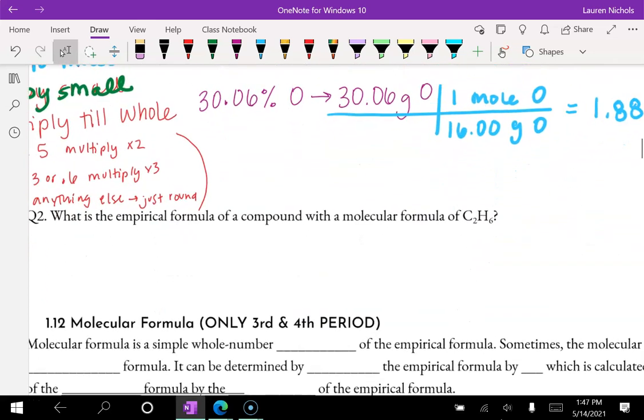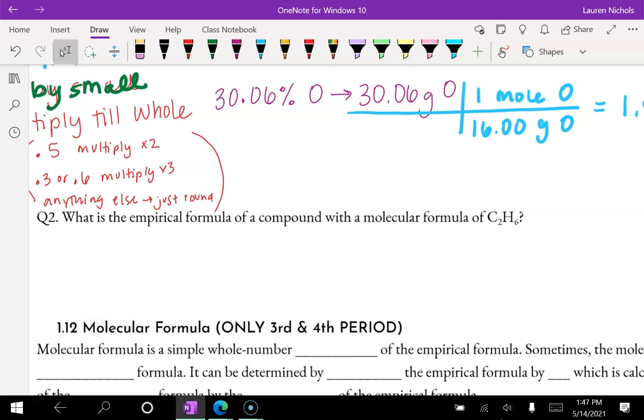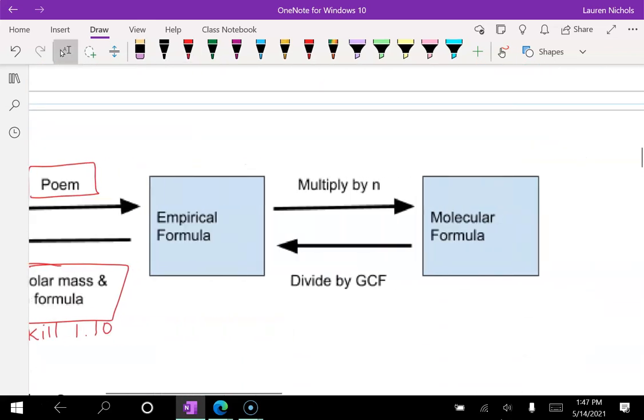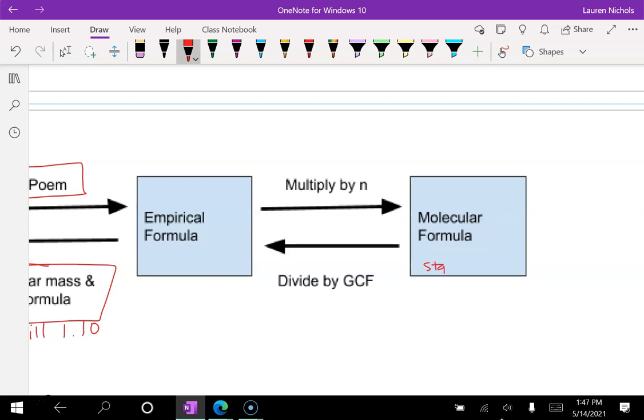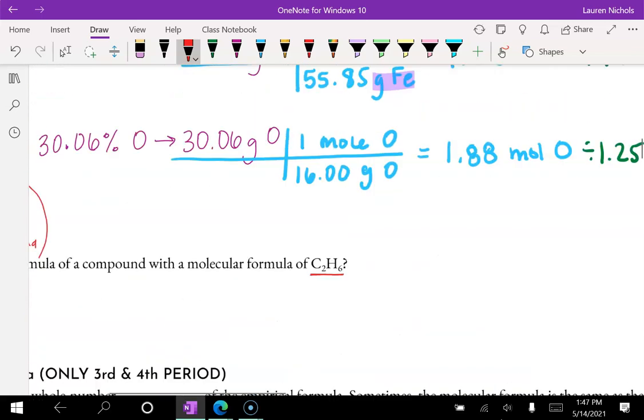So here it says, what is the empirical formula of a compound with a molecular formula of C2H6? So here we have our molecular formula and they want to know the empirical formula. So if you look at your chart, that means you're starting here and you're going to the empirical formula. This is our goal. So that means we divide by GCF, divide by our greatest common factor.